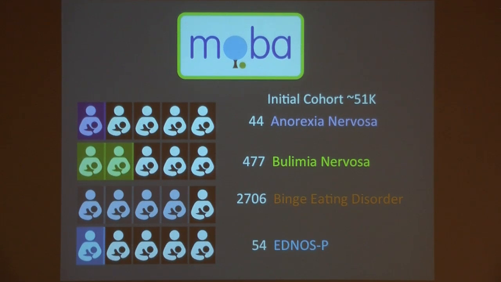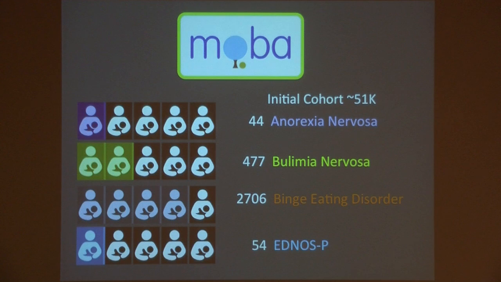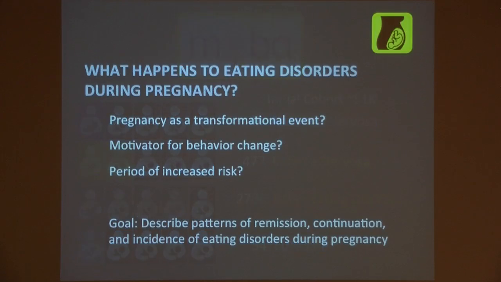And I'll be presenting data from each of these points as we go through the rest of the talk. In the initial cohort, and what we did with this study to really do some internal validation is we divided the cohort into two. And all of the studies we did looked at the first 50,000 as the test set, and then the second 50,000 as the validation set. And given that data collection was still going on when we did the first set, we're still in the process of validating a lot of the findings with the second 50,000. But for this first part that I'll present today, in that first 50,000, we identified 44 women with anorexia, 477 with bulimia, 2,706 with binge eating disorder, and 54 with that EDNOS purging type.